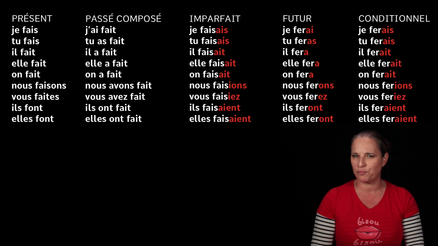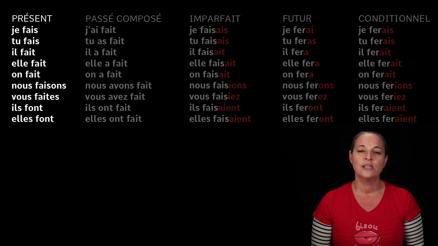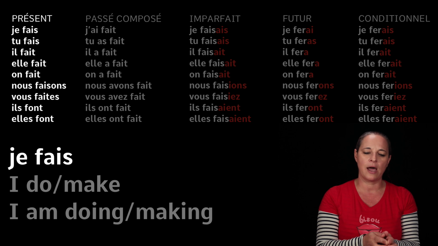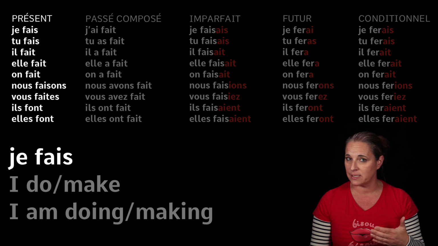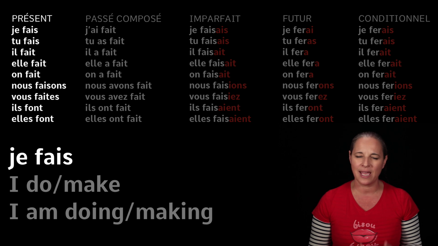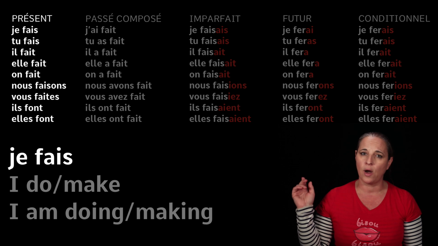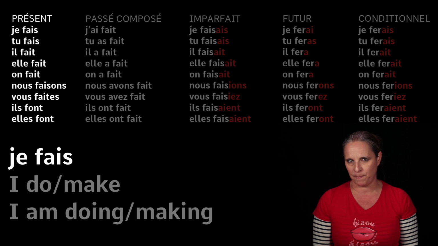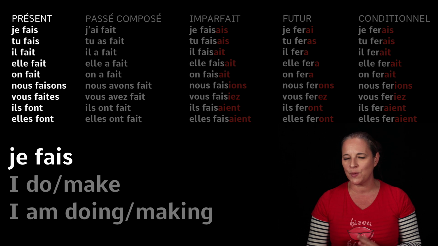Now, let's start with the present tense. Faire, to do or to make. So we are going to learn how to say I make or I am making. And this is the present tense. Now remember that we don't say I am making. In French we say I make. So I make is je fais. Je fais. Now remember that it means to do as well. So I do, I am doing.